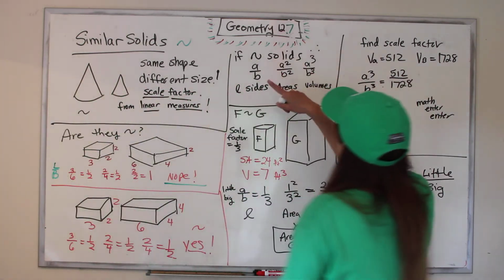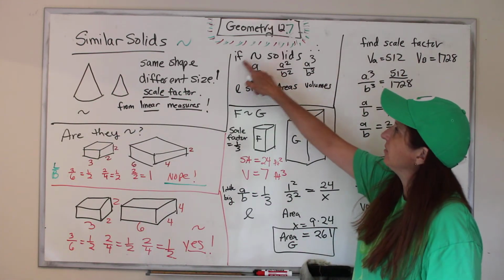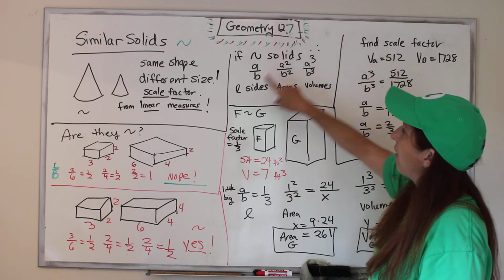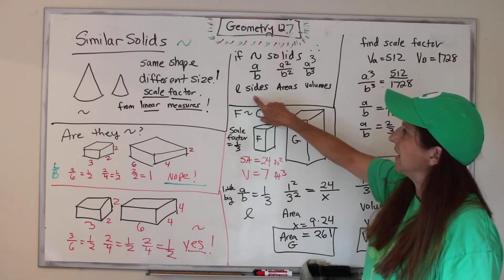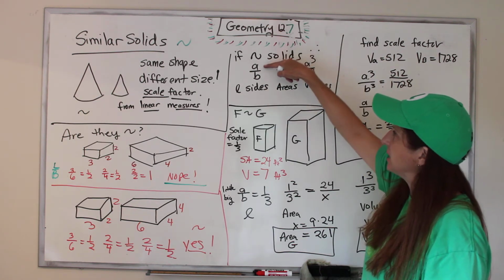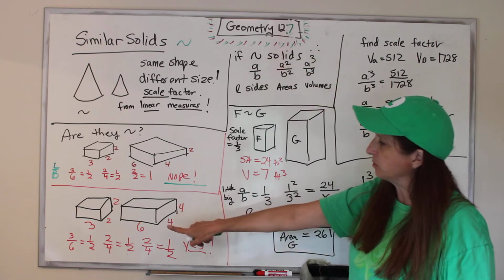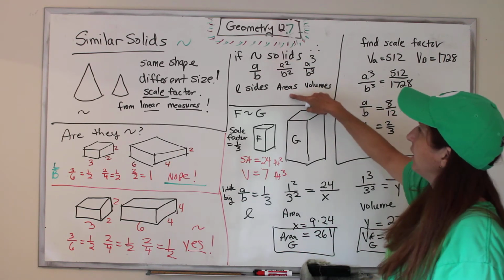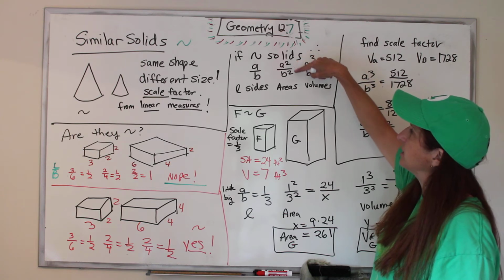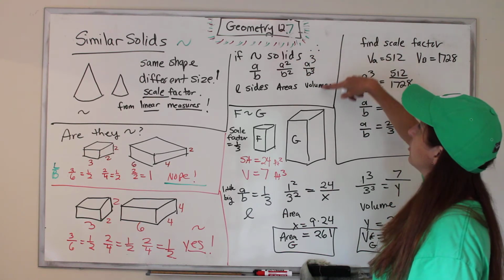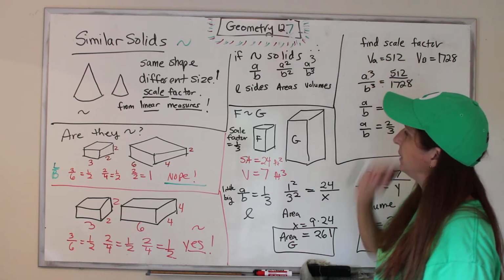Now, here is our rule. If they're similar solids, the length of their sides will be the ratio A to B. That's what we did over here. Their areas will be the relationship A squared to B squared. And their volumes will be A cubed to B cubed.